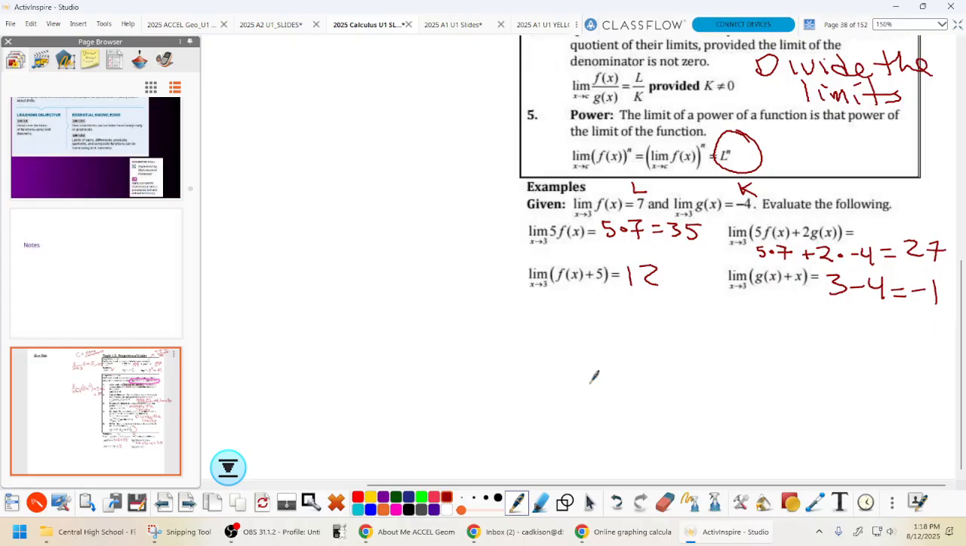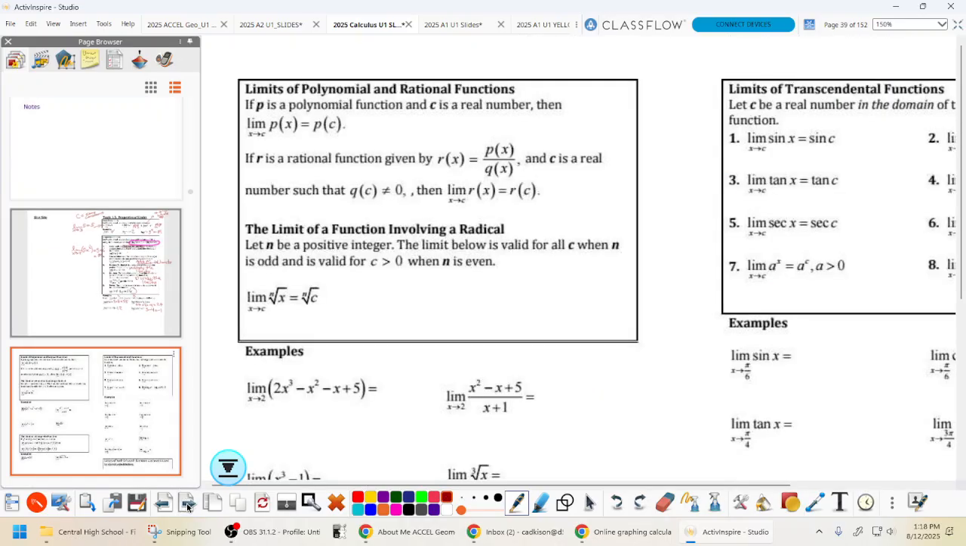Alright. So, basic algebraic properties. Any questions on those? Okay. So flip it over. There's some more. So limits of polynomial and rational.